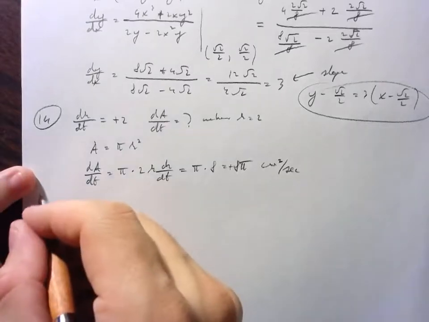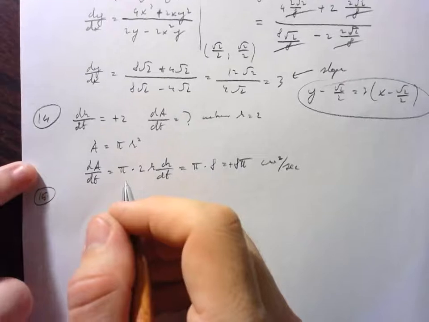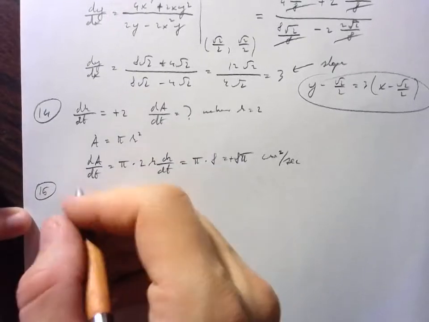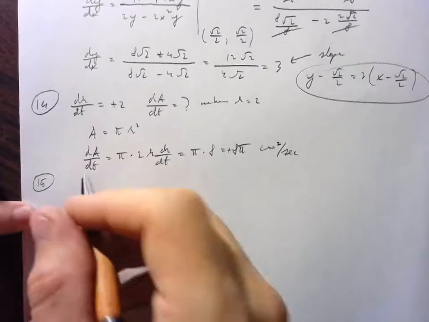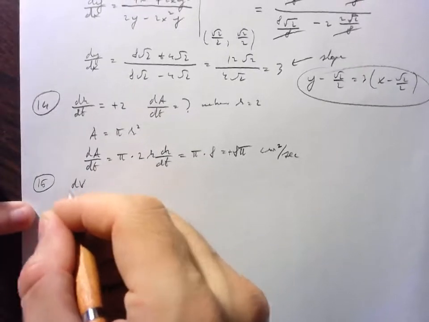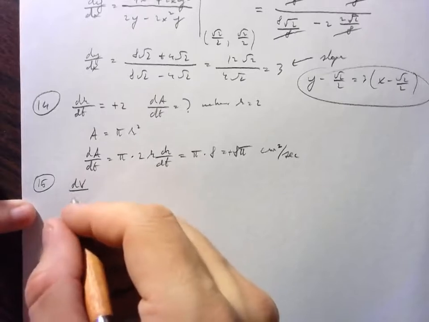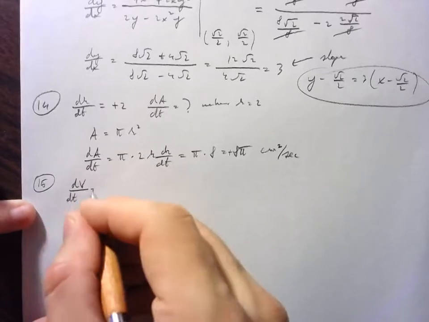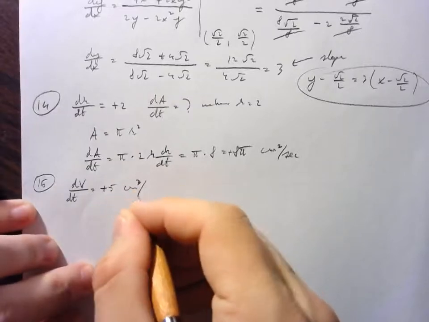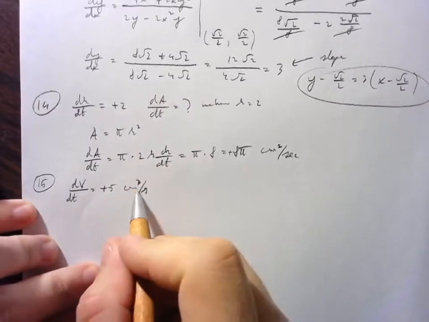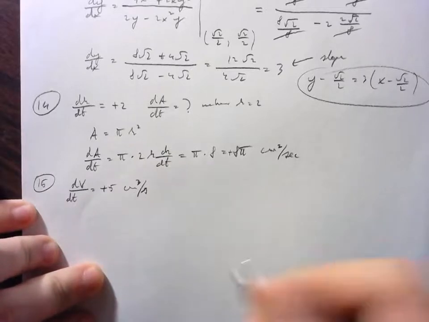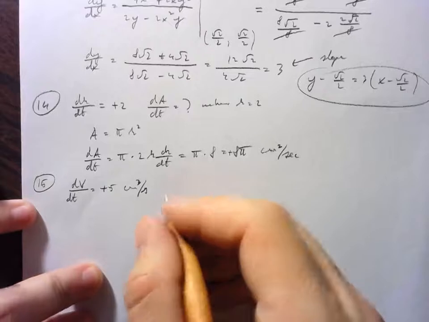Now let's take a look at 15. I have a spherical balloon that's filling up with air at some rate, right? If something is filling up with air, that has to do with volume. So I know that dV/dt is equal to plus 5 cubic centimeters per second, and also the unit here kind of gives you a hint that it should be volume. And the question is, how fast is the radius changing?